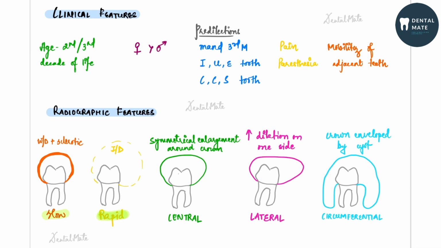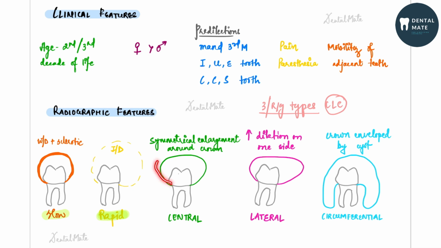Now, radiographically, dentigerous cyst can be classified into three types. What are those? They are CLC, that is central, lateral and circumferential. Now what is the central type?